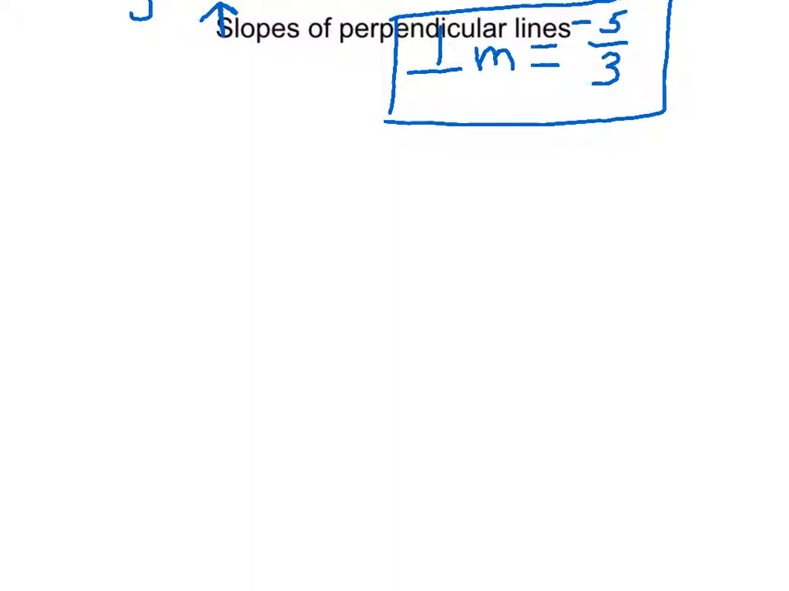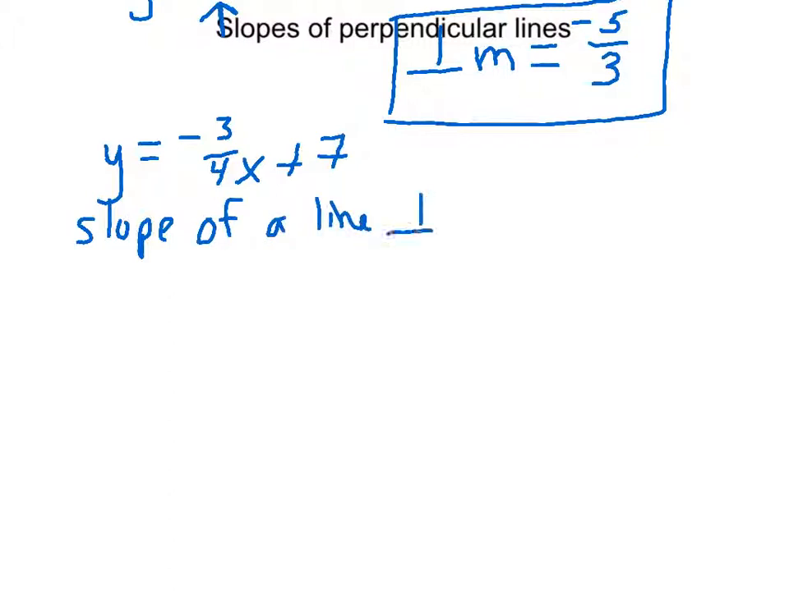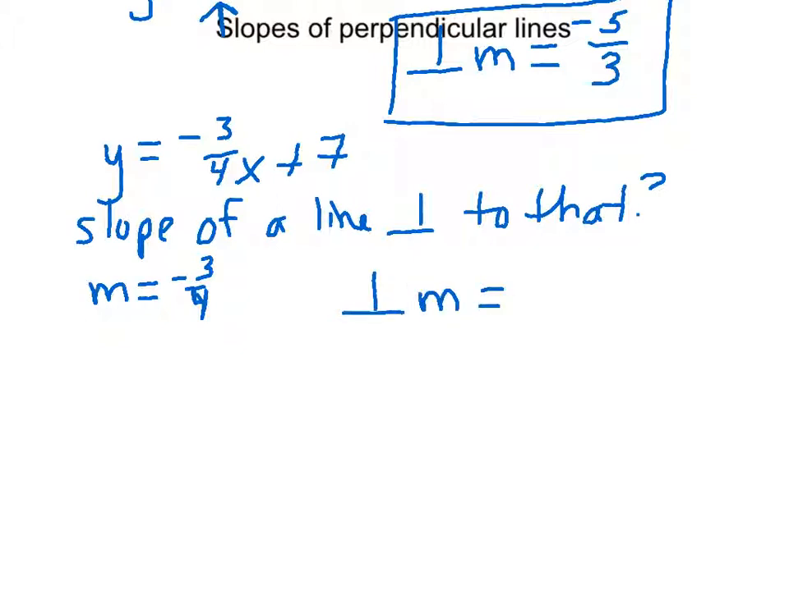Alright, let's see, we have y equals -3/4 x plus 7, and I want to know the slope of a line perpendicular to that. Again, look at the equation they gave us. It's in y equals mx plus b form. So the slope of this line is the number in front of the x. It's -3/4. Notice that we don't say the slope is -3/4 x. It's just plain old -3/4. So a perpendicular slope to this is, flip that sucker upside down. And because the original one was negative, we're going to leave our perpendicular one as being positive.